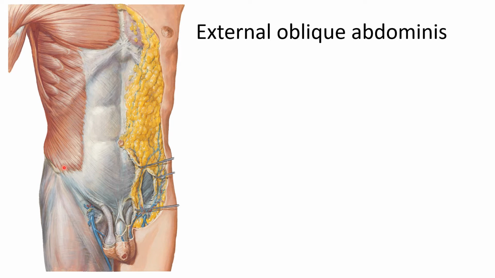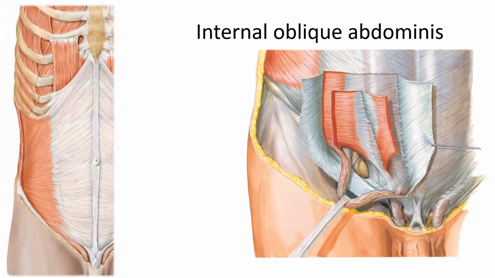Then the lower part forms the inguinal ligament. That inguinal ligament is a thickening of the aponeurosis of the external oblique abdominis, extending from the anterior superior iliac spine to the pubic tubercle. Now coming to the internal oblique abdominis.